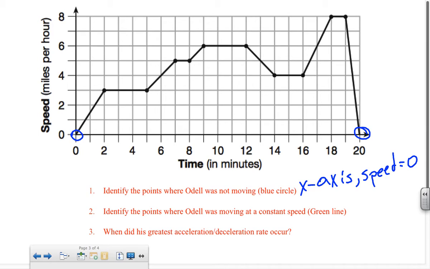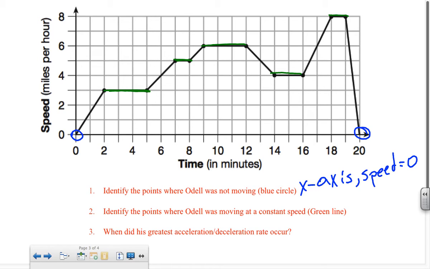Okay, and now we're going to identify the points where he was moving at a constant speed. So where was his speed not changing? Where did he keep the same pace for a little while? This is where we're looking for horizontal lines. Okay, right here, it consistently stayed 3 miles an hour. This section right here, this section right here, and here, all for the same reasons. The horizontal lines stay at the same pace. Any positive or negative slopes represent a change in speed.